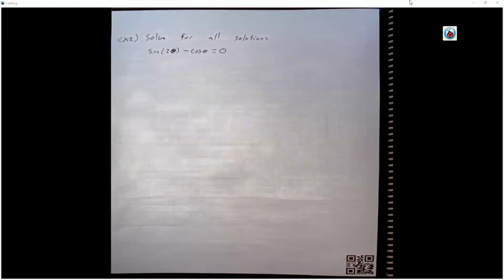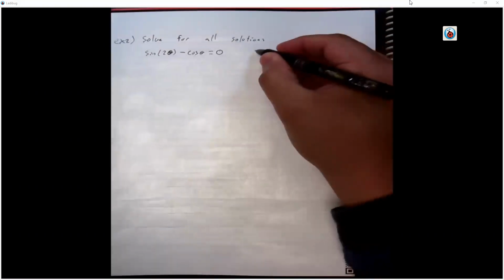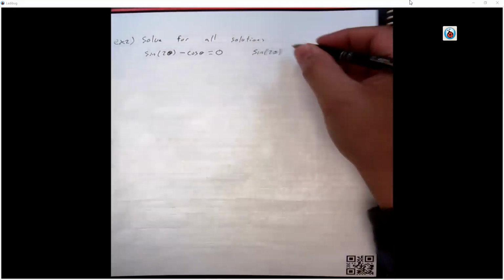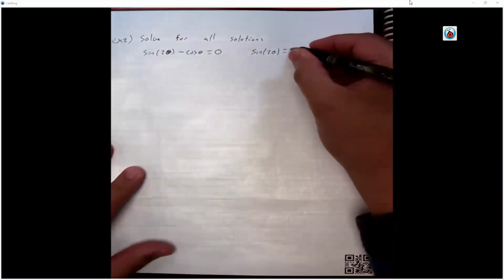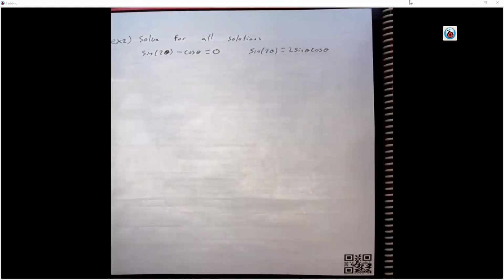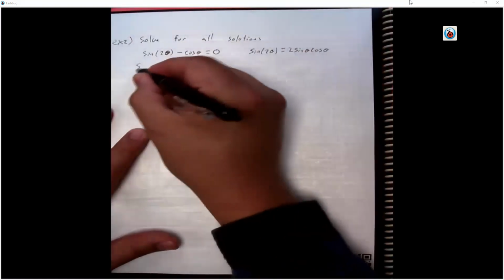What do you guys think? Split it up. Sine 2 plus theta. Yeah, that could work. That's not a bad idea. I like ideas. It might work, but it could be complex. But since it's a double angle, we'll just apply the double angle. Once you apply the double angle for sine, you will see that this will allow you to factor, right?